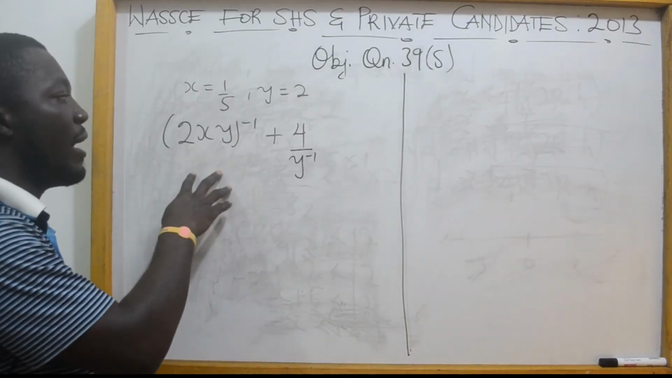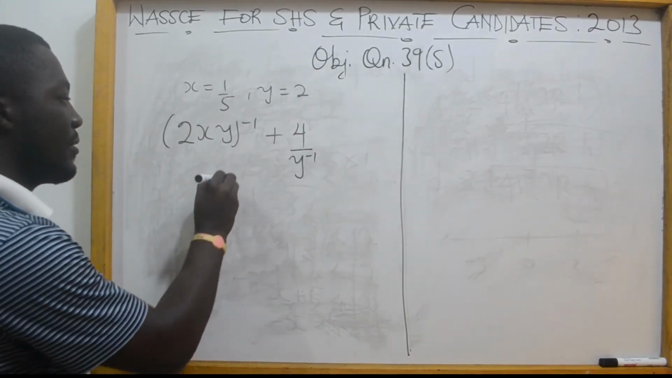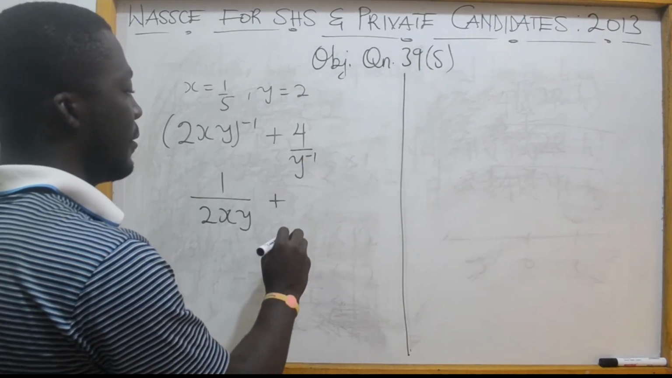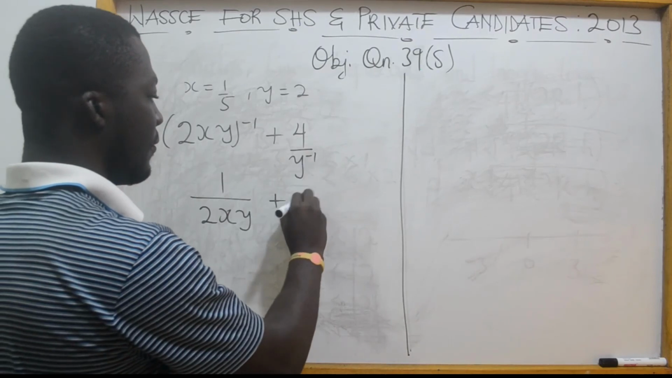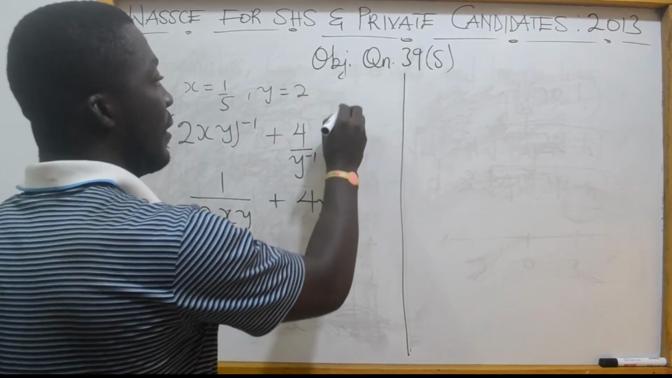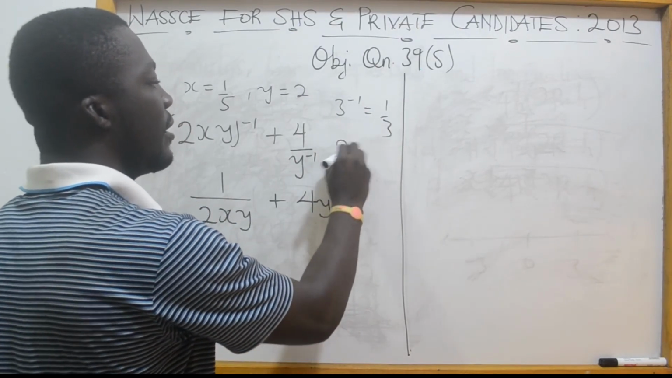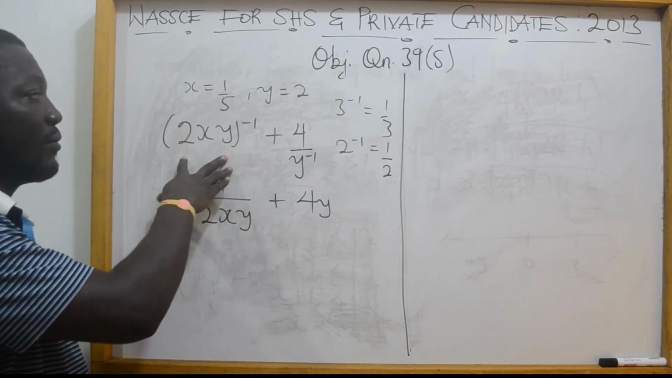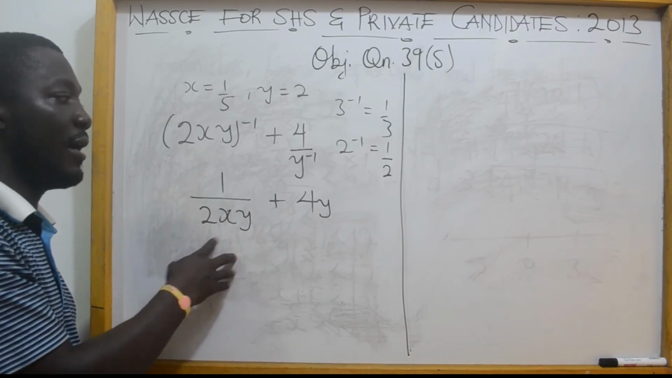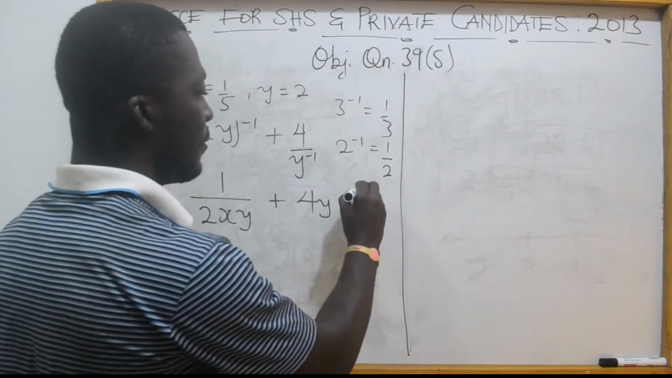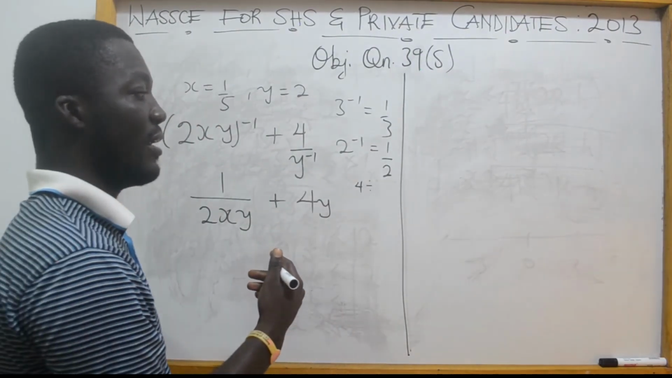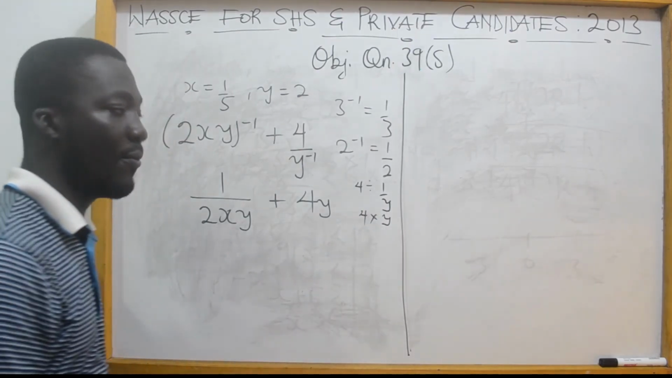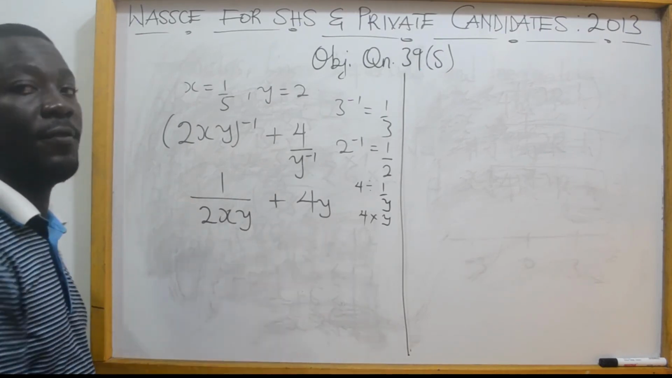This term 2xy exponent negative 1 can be rewritten as 1 over 2xy, plus this term can also be rewritten as 4y. Any number raised to the power negative 1, like 3 exponent negative 1, is 1 out of 3. 2 exponent negative 1 is 1 out of 2. So that's what we apply to get 2xy exponent negative 1 as 1 out of 2xy. We also have 4 divided by y exponent negative 1, which is 1 over y, and 4 times we reciprocate it to get y. So 4 times y will give us 4y. That's why we have 4y over here.